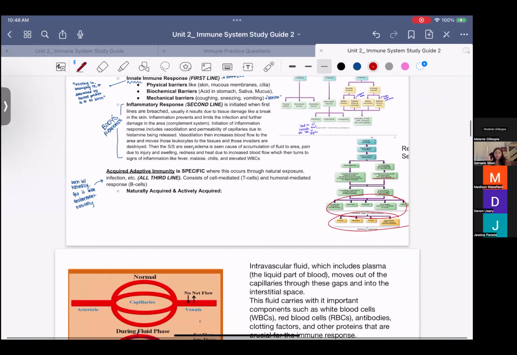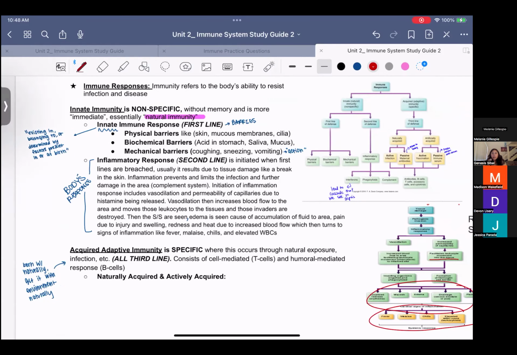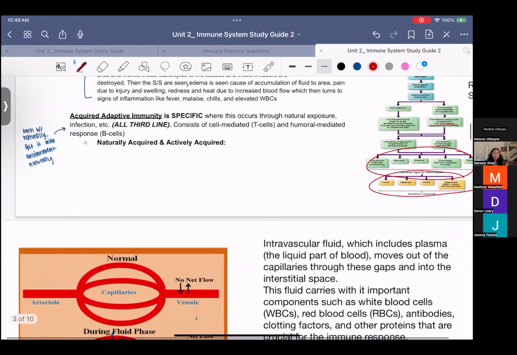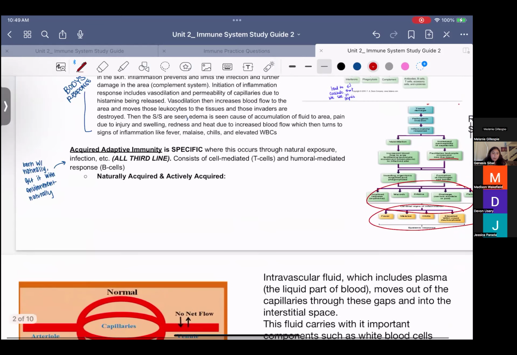Okay, so with innate immunity, just remember first line, anything you're naturally born with. Second line, we're just talking about inflammatory response, right? Okay, so now with acquired adaptive immunity, these are specific. So it's a little bit confusing because under this one, you have naturally acquired, you have actively acquired, and then you have two other categories, and that's passive and active. Yeah, passive and active. Okay, I just want to make sure I'm saying that right.